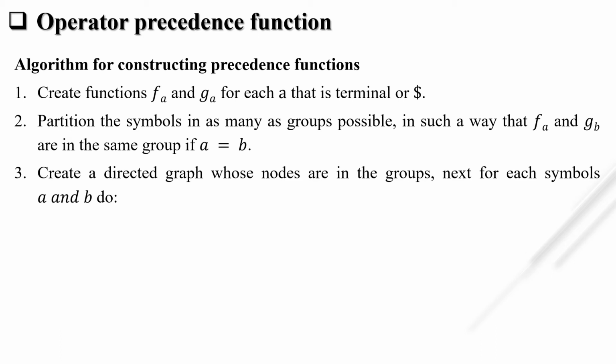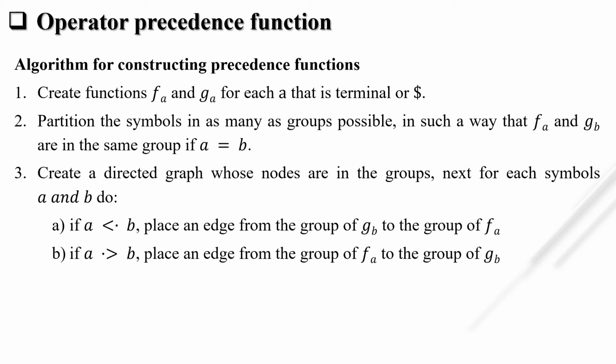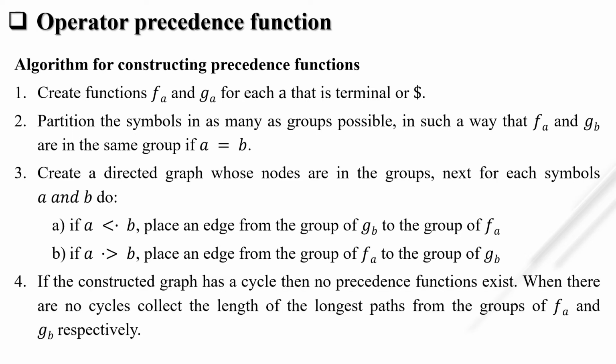Next, for each symbols a and b, if a is less than b, place an edge from the group g of b to the group f of a. If a is greater than b, place an edge from the group f of a to the group g of b. If the constructed graph has a cycle, then no precedence function exists. When there is no cycle, collect the length of the longest path from the group of f of a and g of b respectively. Let's understand this whole point one by one with the help of an example.